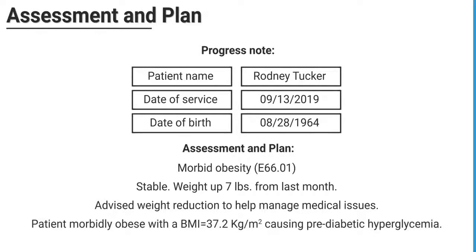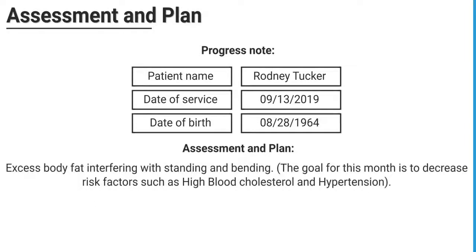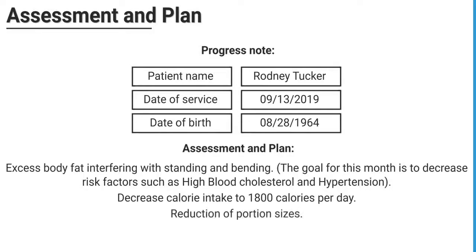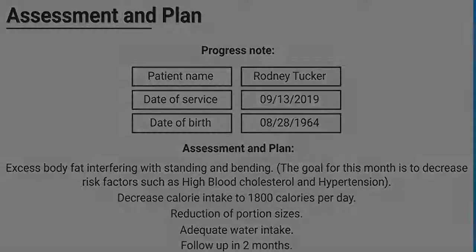Patient morbidly obese with a BMI equals 37.2 kilograms per square meter causing pre-diabetic hyperglycemia. Excess body fat interfering with standing and bending. The goal for this month is to decrease risk factors such as high blood cholesterol and hypertension. Decrease calorie intake to 1800 calories per day. Reduction of portion sizes. Adequate water intake. Follow up in 2 months.